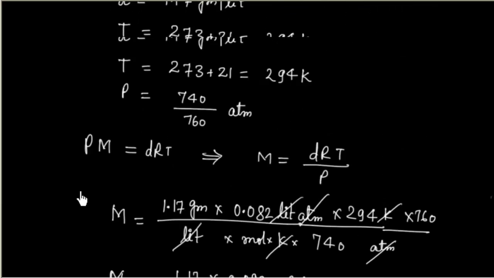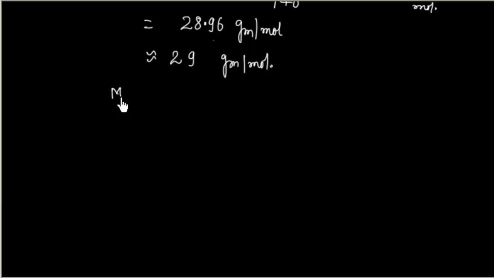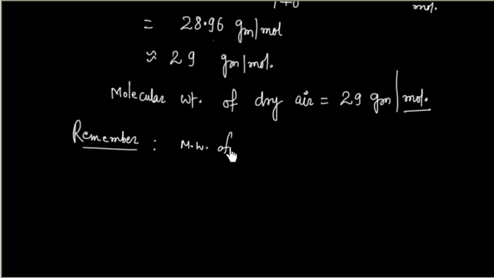So you see the molecular weight of dry air is around 29 gram per mole. And this value sometimes we have to remember. If you remember this value, that the molecular weight of dry air is 29 gram per mole, you can solve many problems. So try to remember this value. This is the molecular weight of air, 29 gram per mole.